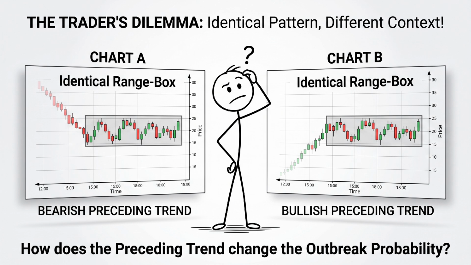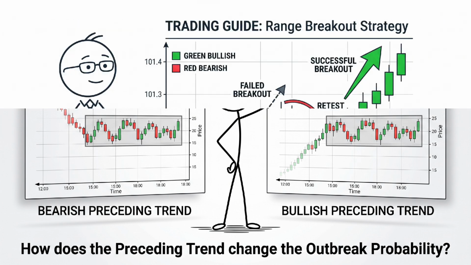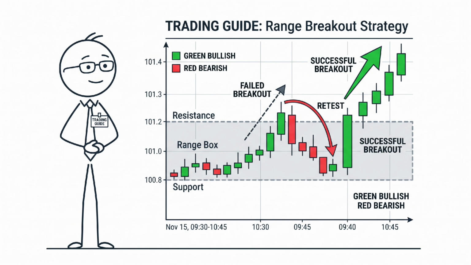Mistake number 4. Accumulation and distribution look identical on a chart. Both are ranges. Both have fakeouts. Both sweep stops on both sides. The only difference is what came before. A range after a long downtrend is probably accumulation. A range after a long uptrend is probably distribution.